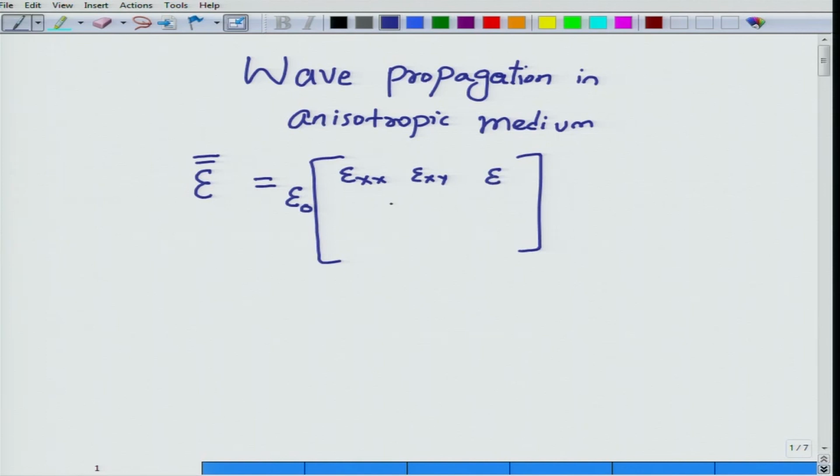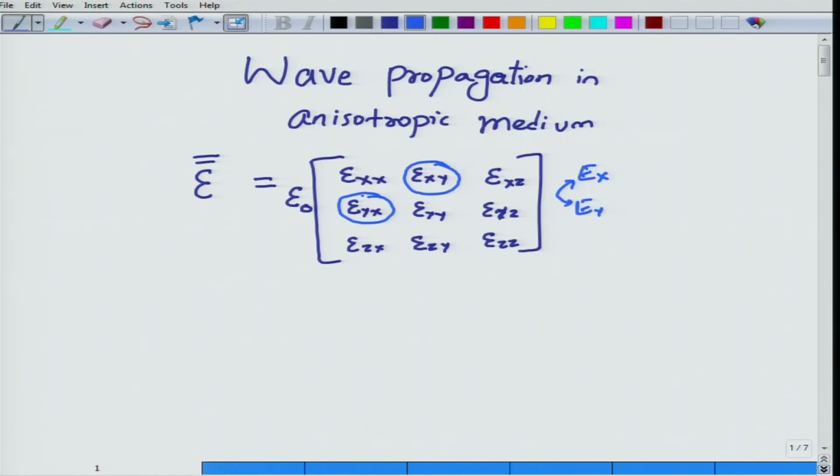So, you will have epsilon xx, epsilon xy, epsilon xz. Similarly, this will be epsilon yx, epsilon yy, epsilon yz. Last row will be epsilon zx, epsilon zy, and epsilon zz. So, what is this additional epsilon xy, epsilon xz? What they do is that if you have an electric field which has a component of Ex as well as a component of Ey, then these two components get mixed up between each other because of the non-zero values of epsilon xy and epsilon yx. So, we will see this.